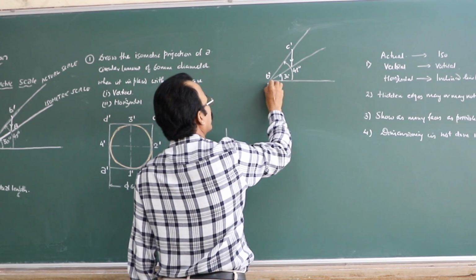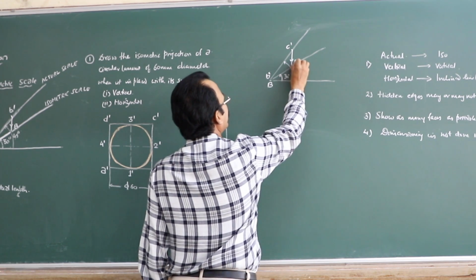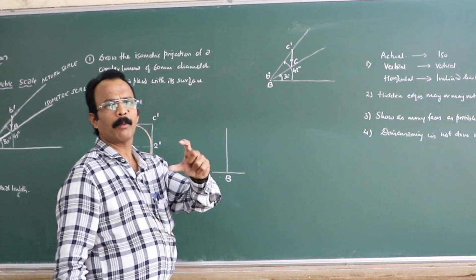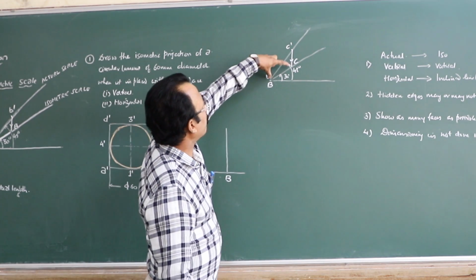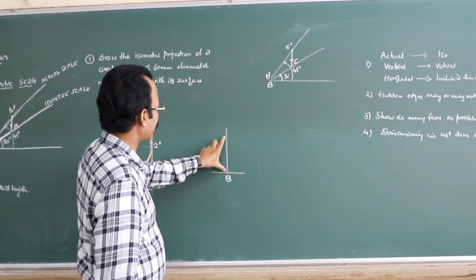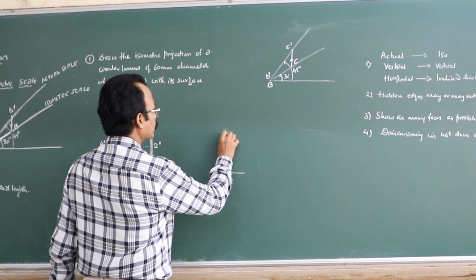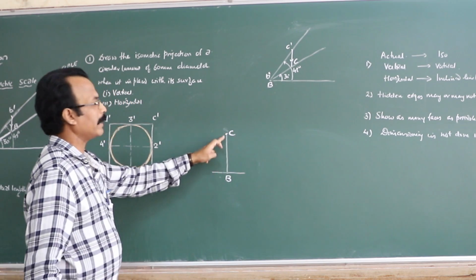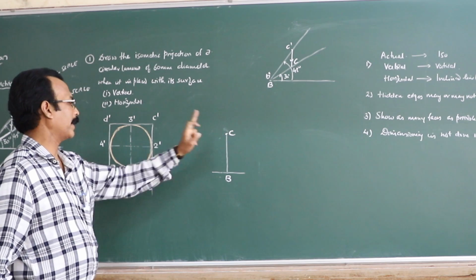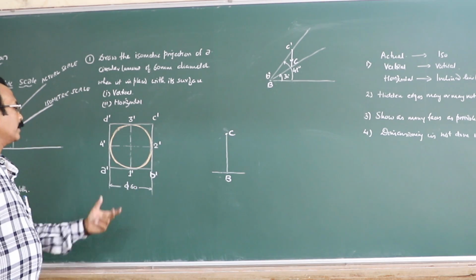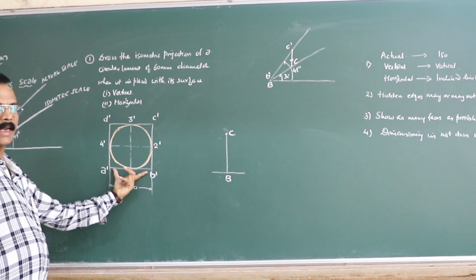Now this will be your reduced length B and C. So with the help of your compass, take this capital BC length and mark it here. So this BC is your isometric length there, right? Hope it is clear.